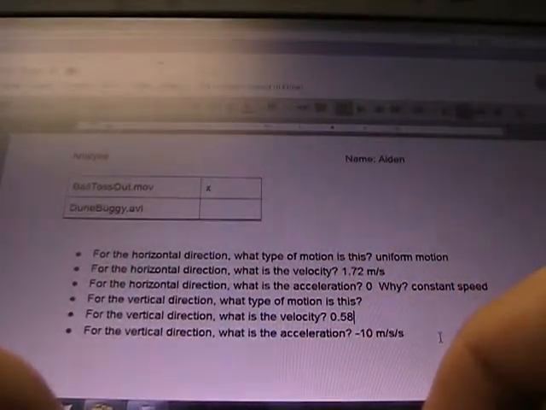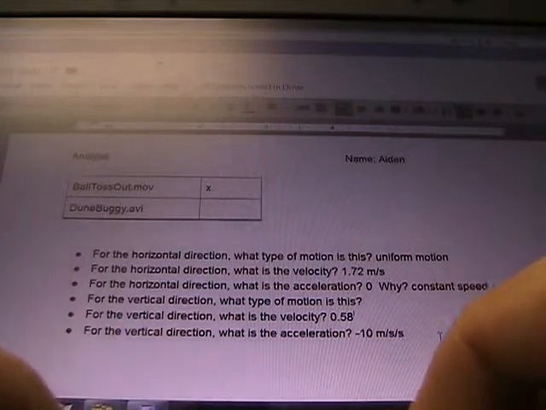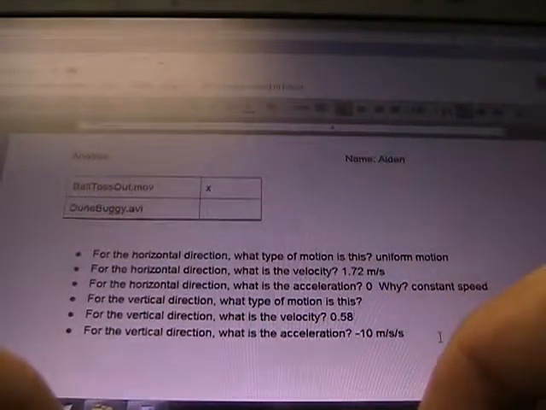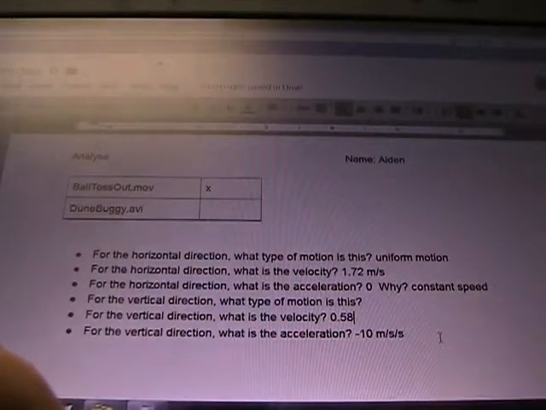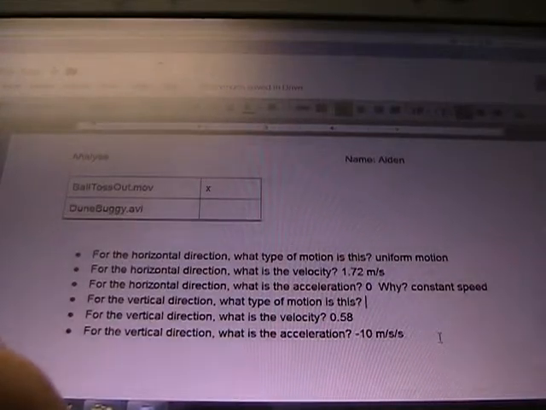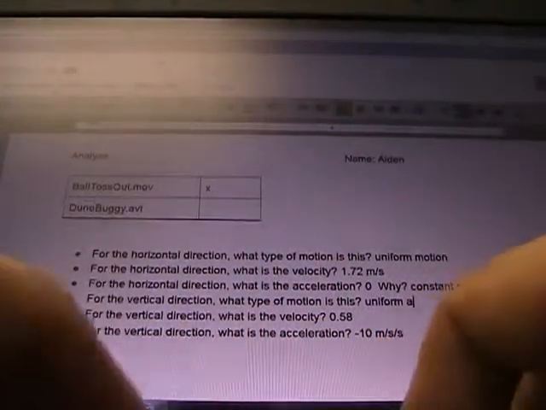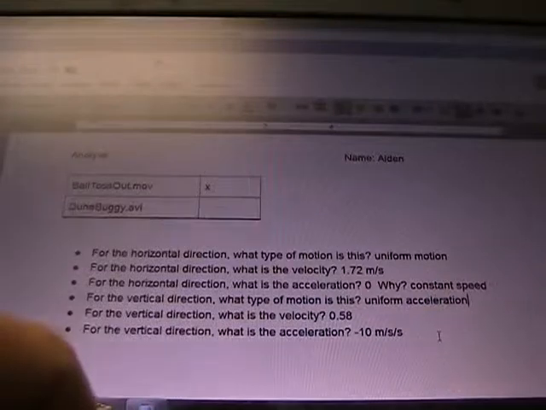All right, so we use the tangent tool. So let's go back to what type of motion this is. You told me the acceleration was -10 meters per second per second. Does the acceleration change? No. Okay, so what type of motion is this? Uniform. Uniform what? Uniform acceleration. Okay. All right, you got 100%.